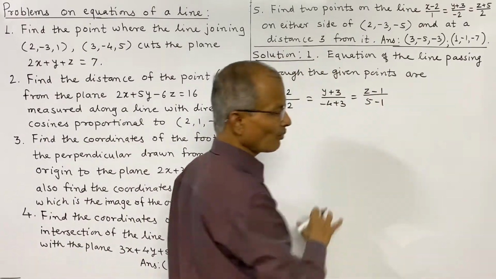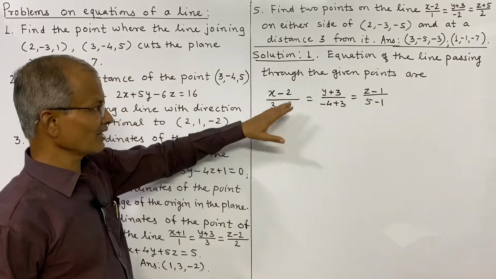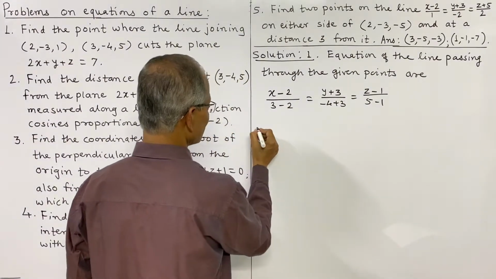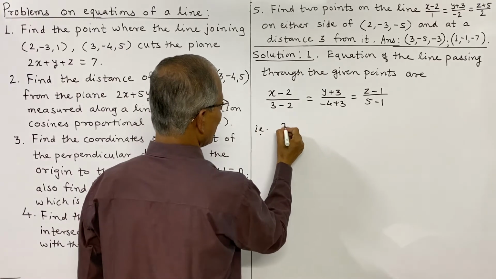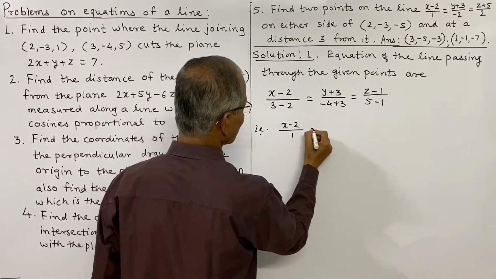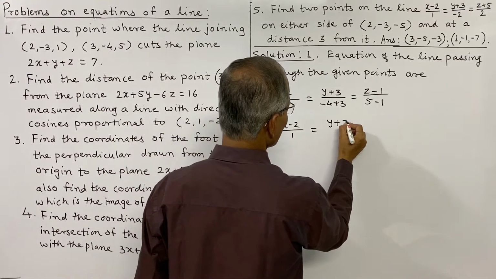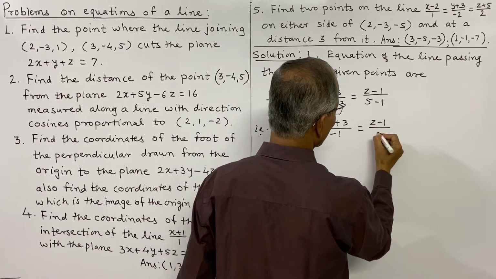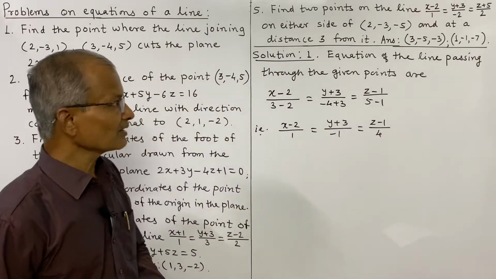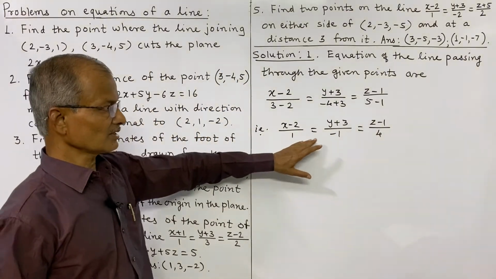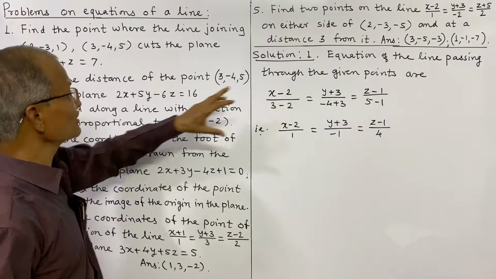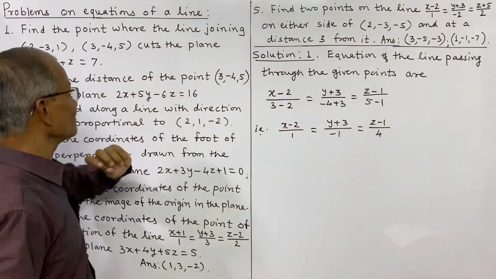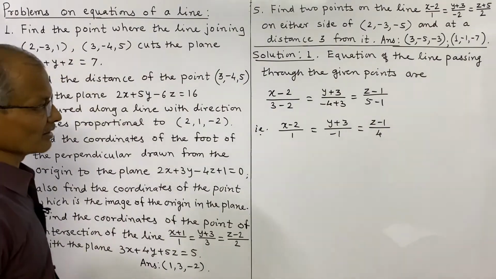So this is the 2-point form that we have written, x minus x1 divided by x2 minus x1, etc. And this can be simplified as x minus 2 divided by 1 is equal to y plus 3 divided by minus 1 and is equal to z minus 1 divided by 4. So these are the equations of the line passing through these 2 points, and we have to find out the point where this line cuts the given plane.